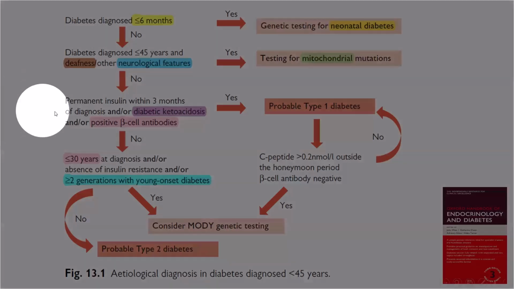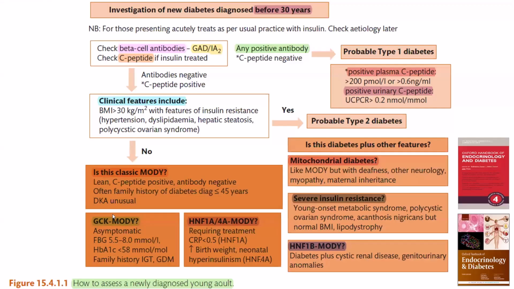If we have permanent insulin within 3 months of diagnosis, diabetic ketoacidosis, and positive antibody, this is probably type 1. If not, we should assess the inheritance. If we have more than 2 generations with young onset diabetes, we should suspect MODY. Otherwise, we should suspect type 2 diabetes. Let's go through it again.